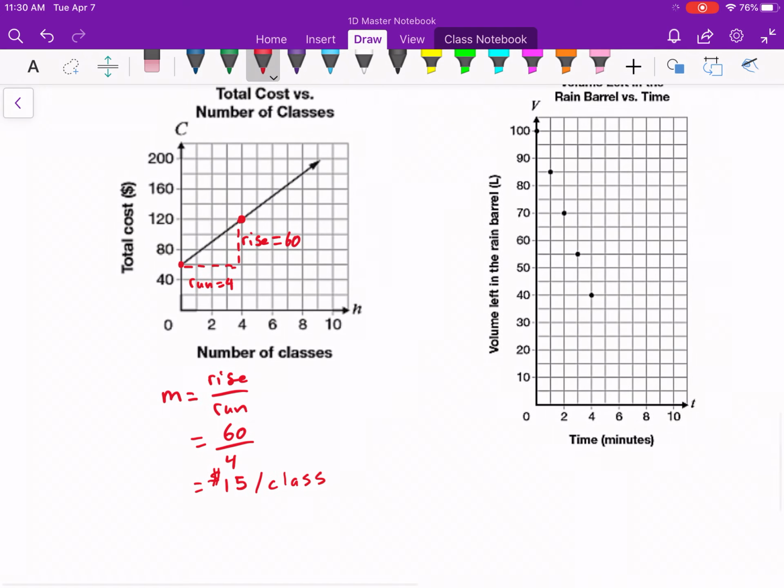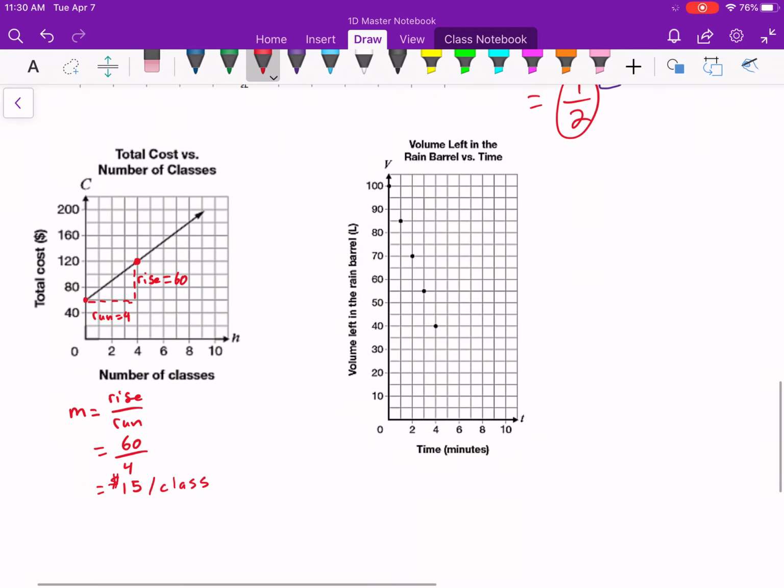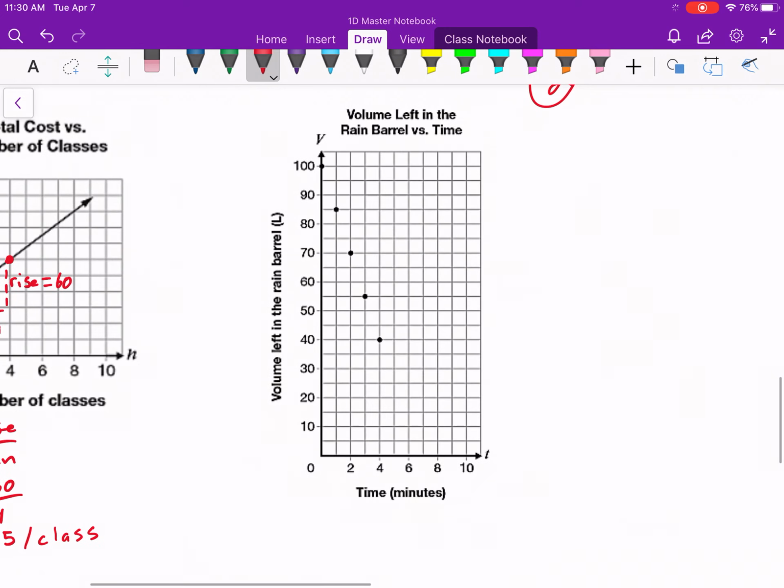So the slope, the rate of change, tells us something. From looking at this graph, I can see that it costs $15 per class for whatever this is that I'm signed up for. Last one, here's a relation of rain in a barrel versus time. So someone's pulled a plug out of a rain barrel to let the water come out, water their garden. We can see certain things like the rain barrel starts at 100. So in other words, there's 100 liters of water at time 0, and then it goes down.